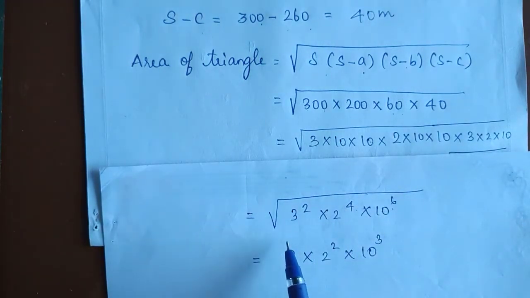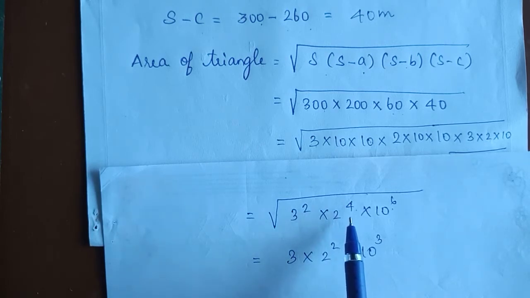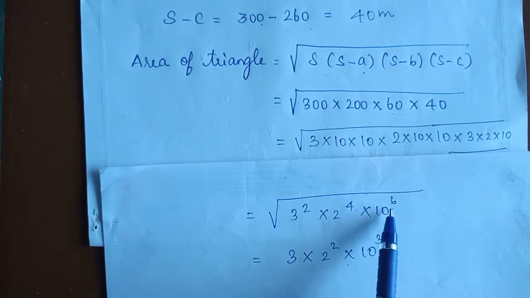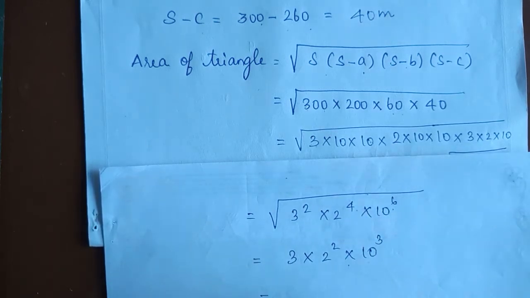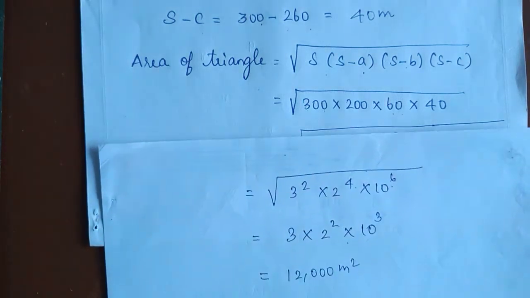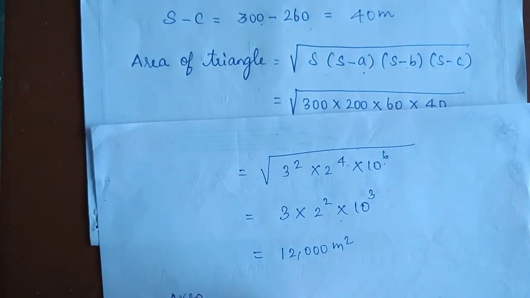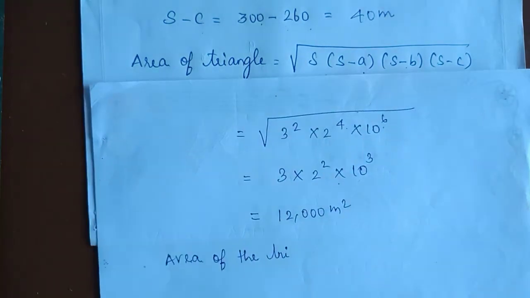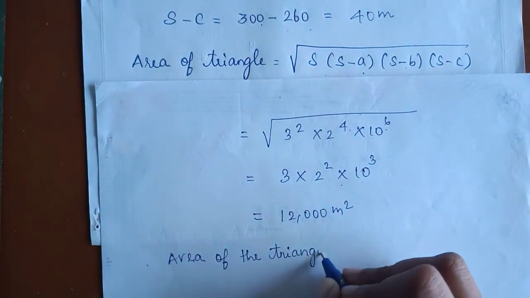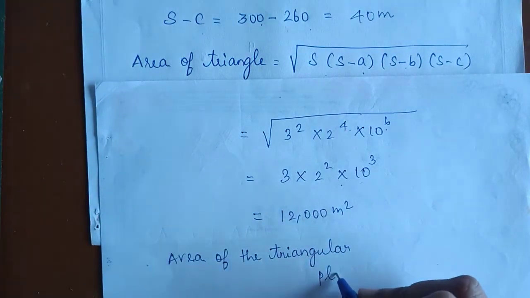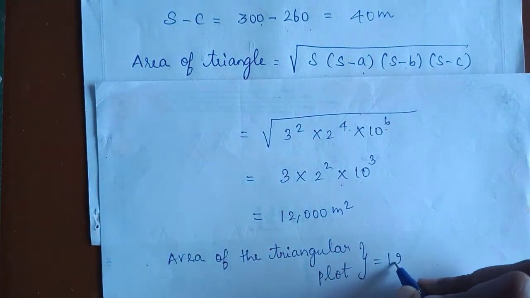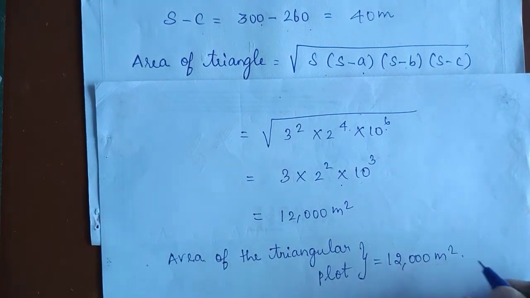So now, when we take it out of the square root, which is equal to 3 into 2 into 2 is 4. So 2 square into 3 2s are 6. So square and square root gets cancelled. So 10 cube, which is equal to, the answer is 12,000 meter square. Therefore we find the area of the triangular plot is equal to 12,000 meter square.